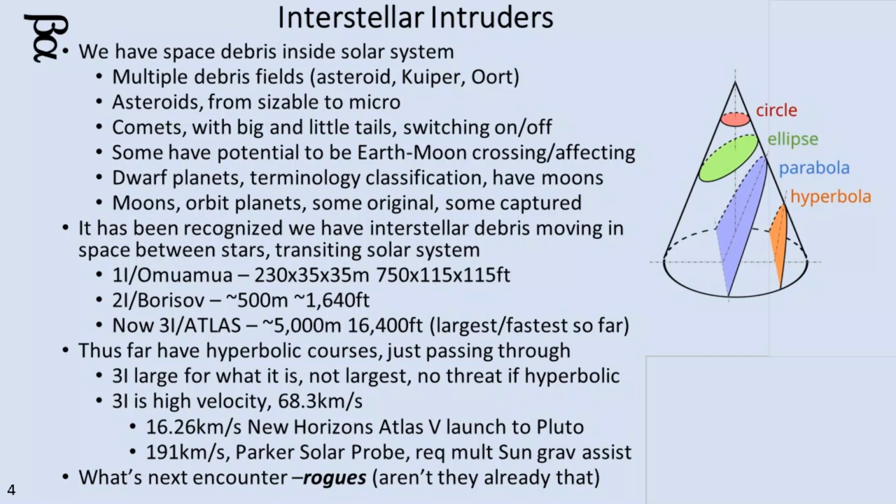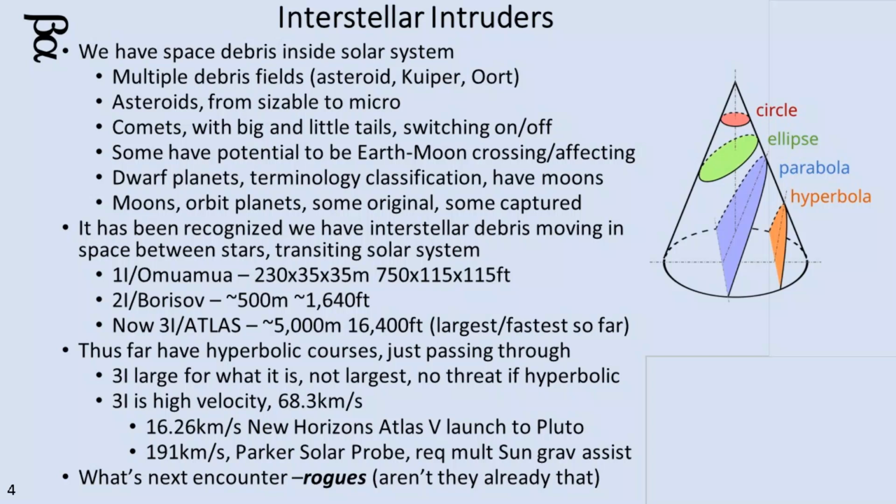If it's on its way in and it's going to go past the sun and swing its way back out, and it doesn't cross Earth's orbital path when we're in that vicinity, then there's no threat to Earth. The velocity of this thing, last time we measured it, was 68.3 kilometers per second. That's moving. The fastest rocket we've ever launched was New Horizons using an Atlas V to get out to Pluto in only 10 years. And that was only doing 16.26 kilometers per second, less than 1/4 of what 3i is doing.